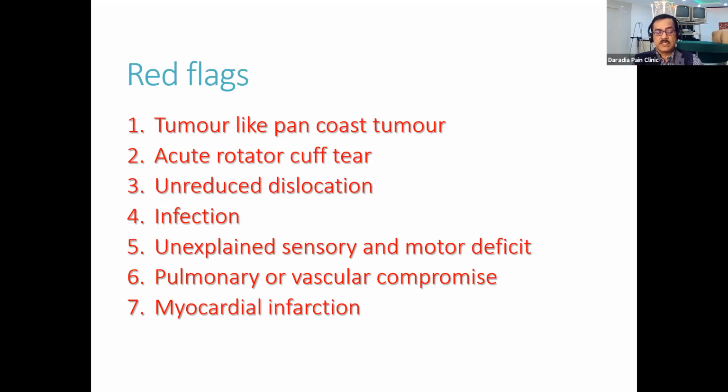If there are sensory or motor deficits, particularly because of radiculopathy, and if there are chest pathologies causing pulmonary and vascular compromise, myocardial infarction also can present with acute pain around the shoulder. Referred pain from myocardial infarction can come into the shoulder as well as the hand. So these are the red flags, and some red flags are the same everywhere: infection, major trauma, tumor. Here you have to remember some other red flags, chest pathology and upper abdominal pathologies. So these also can be red flags in shoulder pain.